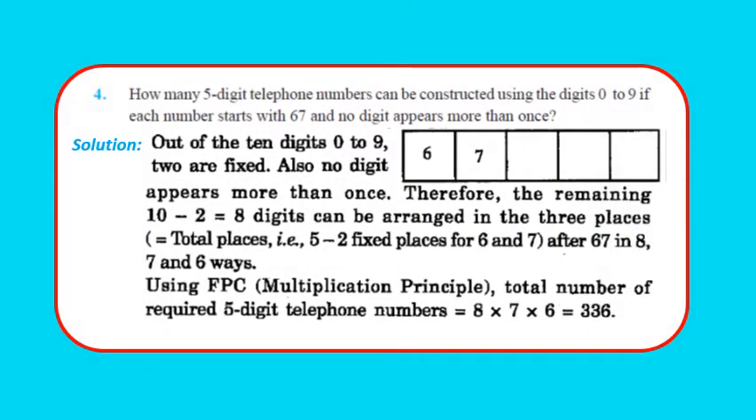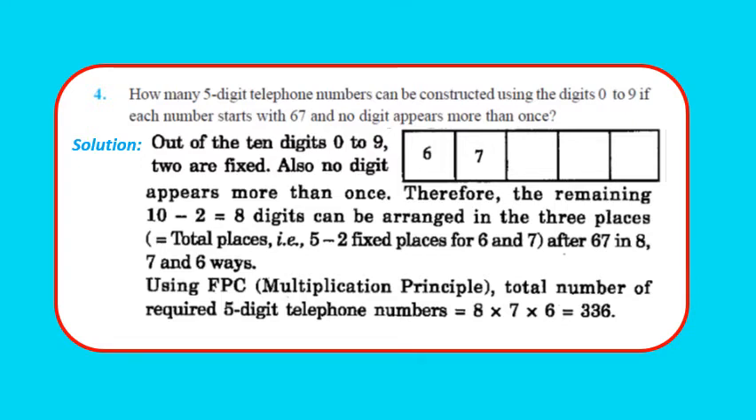Next we have question 4. How many 5-digit telephone numbers can be constructed using the digits 0 to 9 if each number starts with 67 and no digit appears more than once? Now as you can see in the box, the first 2 digits are fixed, 6 and 7. We need to find the remaining 3. Now it is given that no digit appears more than once, so digits are not repeated. So out of the 10 digits 0 to 9, 2 are fixed, so we have remaining 8 digits that can be in the remaining 3 places.